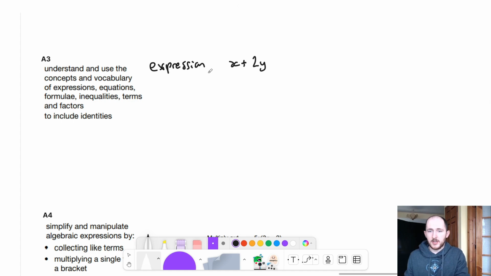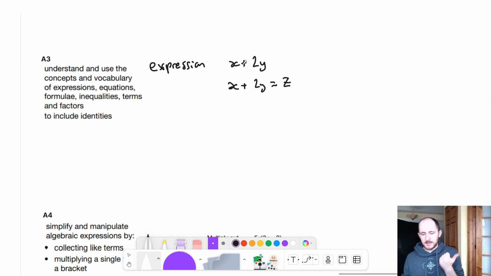Now with an equation, all you need to remember is it has to have an equal sign. That's it. So the only difference between an expression and an equation is one of them has an equal sign in it. So if you have an equal sign, it's an equation. If you don't, and like I said, you need to have more than one term. So essentially the way I remember it is you need to have at least one operation.